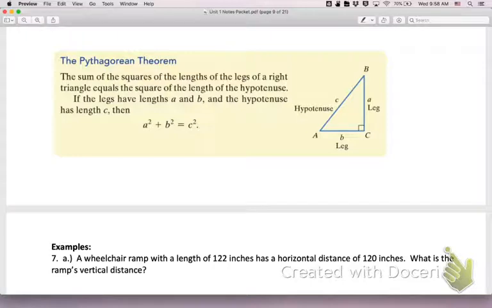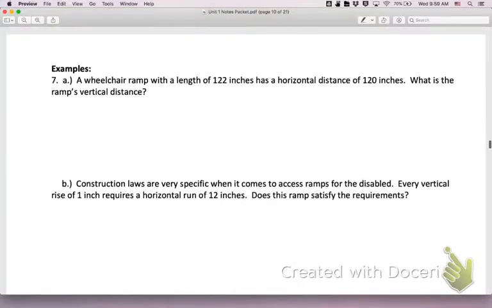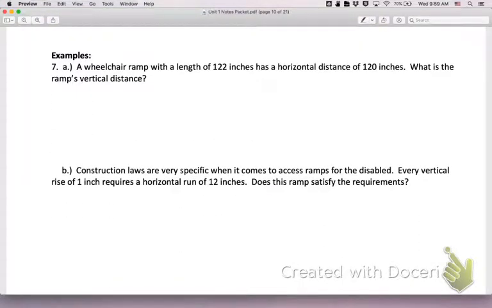So you recall the Pythagorean Theorem from geometry and 7th grade math and algebra 1. You've seen this lots of times. So if you have a right triangle, the sum of the squares of the two legs, a squared plus b squared, is going to be equal to the square of the hypotenuse. So let's look at this last example. It says a wheelchair ramp with a length of 122 inches has a horizontal distance of 120 inches. What is the ramp's vertical distance?